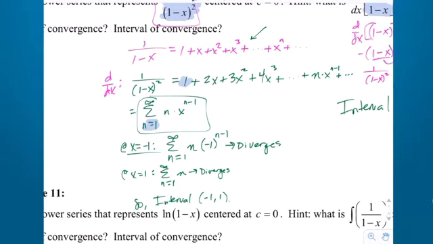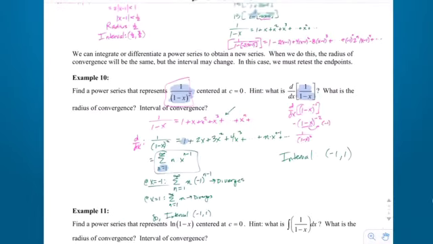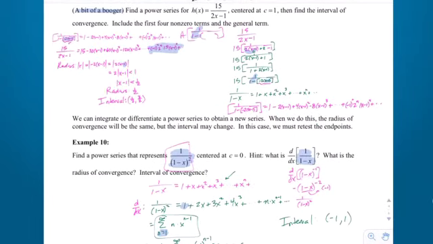Now, if this is like a free response, you could probably figure out the radius of convergence without actually going through the steps. If you realize the function 1 minus x has a vertical asymptote at 1, and the center is at 0, how far is it from the center to the vertical asymptote? 1 unit, okay?